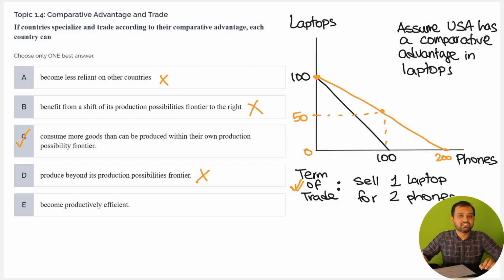Lastly, become productively efficient. Productive efficiency means, in the context of production possibility curves, that the country is producing somewhere on the PPF. So as long as it does that, it is productively efficient. This has nothing to do with international trade or competitive advantage and all that.